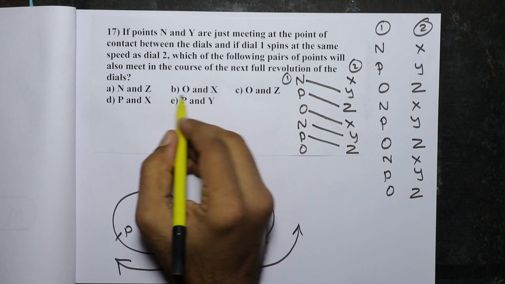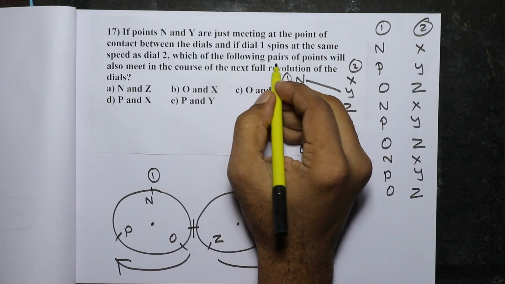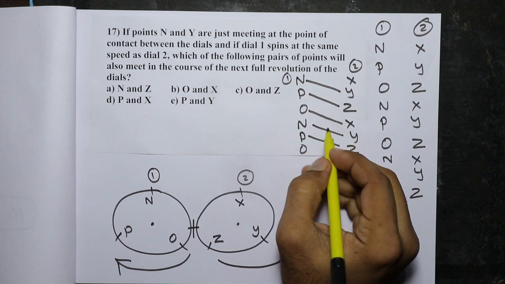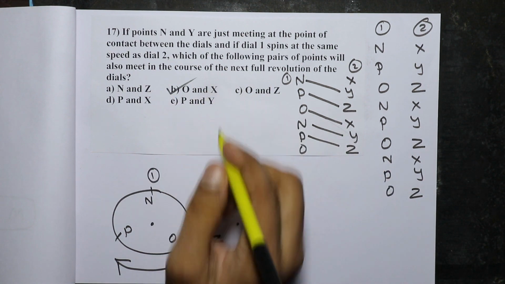Now look at option B, OX. O and X is possible. So the pair of points that will also meet at the point of contact will be OX, that is option B.